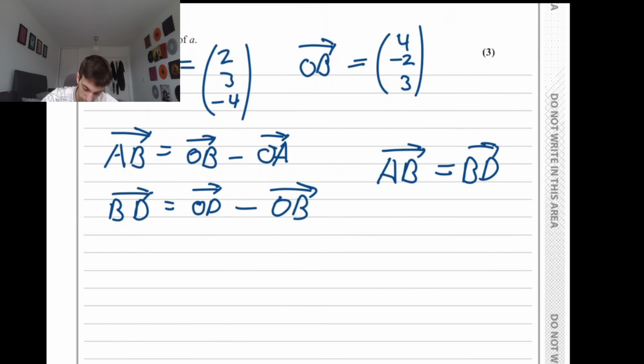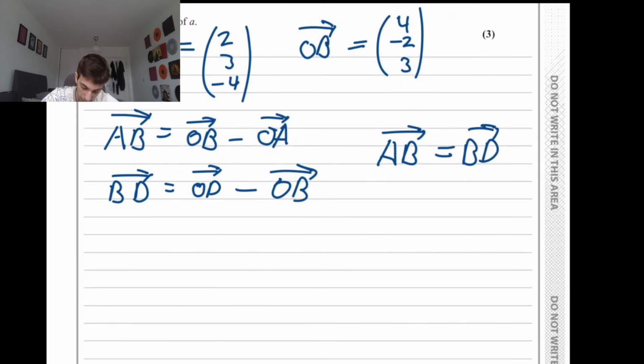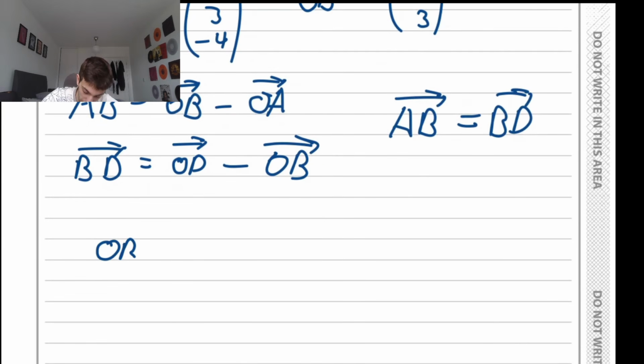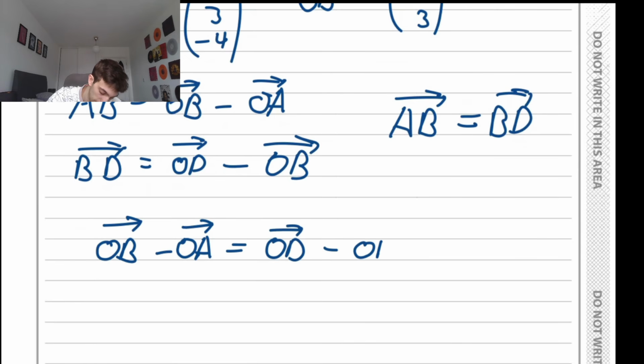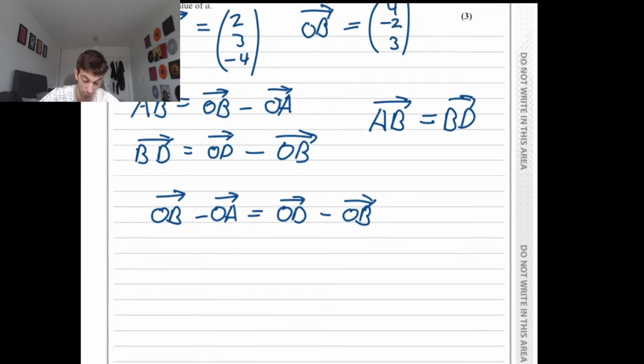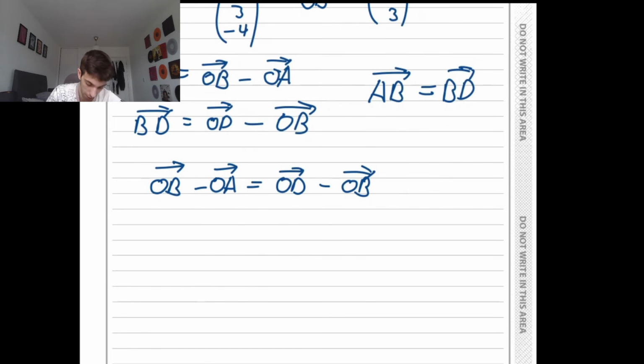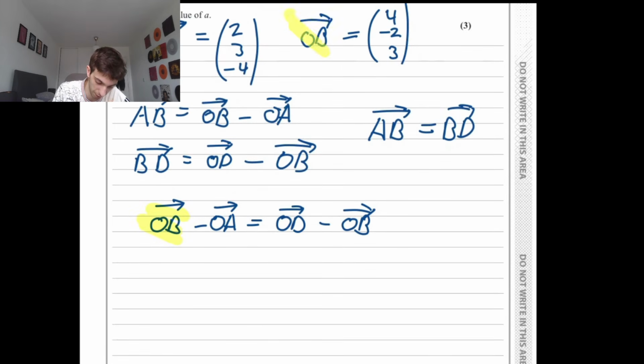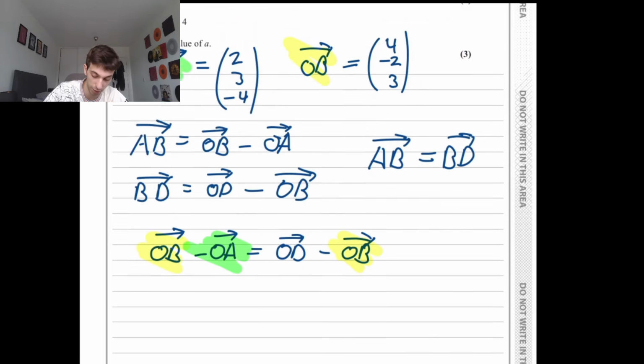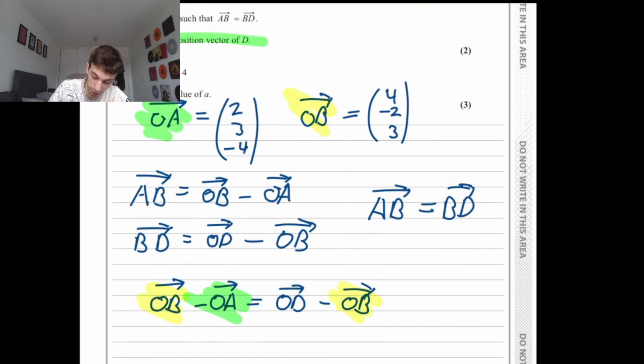Sometimes it's easier, before even plugging any numbers in, just to write everything out. We have O to B, take away O to A, so this is A to B, equal to O to D, take away O to B. So already a lot of information. We can actually add over O to B. Why can we do this? Well, we already know O to B, which we have here, and O to B again here. We know O to A, which we have here. But the only thing we don't know is O to D, and we're exactly just trying to find the position vector of D.